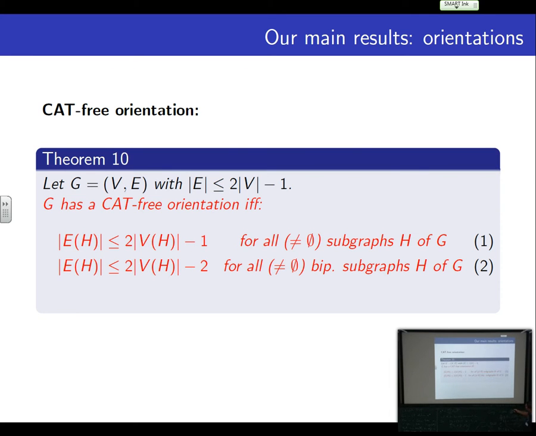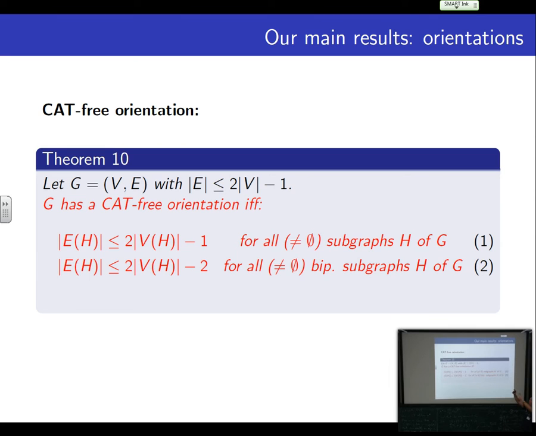So we were able to say exactly when you have such a set of edges, when can you orient it so it is cat-free? So of course now we are moving fast, time is slow. But suppose I have a set of edges of size exactly 2v minus 1. If I can orient that without having any closed antidirected trail, that's equivalent to saying that the bipartite representation is connected.